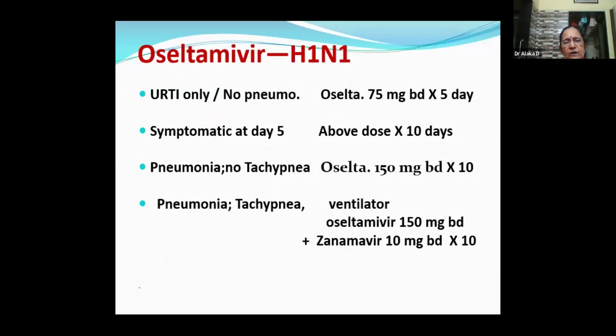What is the treatment? Oseltamivir. If there is only URTI, no pneumonia, then oseltamivir 75 milligram twice a day for 5 days. If the patient is symptomatic at the end of day 5, then the same dose is continued for 10 days. So you prolong the treatment. If the patient develops pneumonia, but there is no tachypnea, then oseltamivir 150 milligram twice a day for 10 days. So we increase the dose if there is pneumonia.